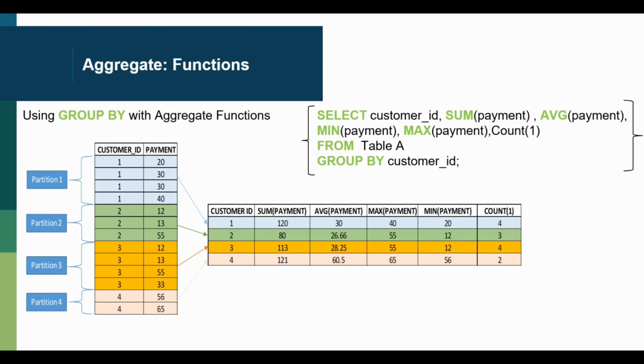If you look at the diagram, what the group by does is that it partitions the table based on the customer ID. If you look at partition 1, there are 4 transactions that customer 1 did with 20, 30, 30, and 40. That partition is going to get aggregated, and you will see one record for customer ID 1. Same thing with partition 2, 3, and 4. So the group by is basically isolating and aggregating each customer's data.